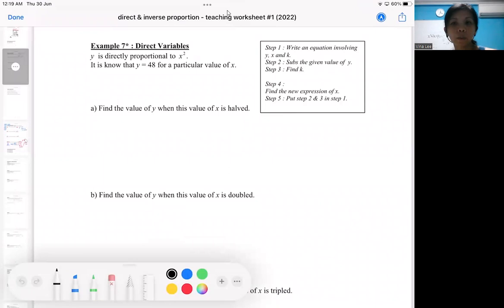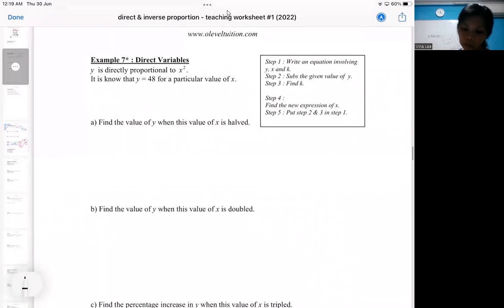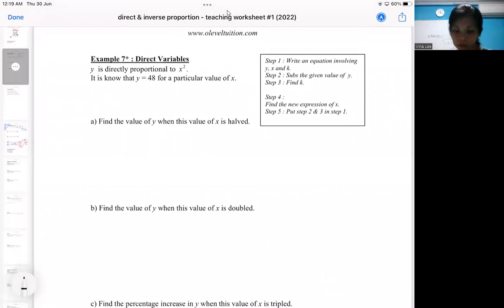So this example is going to show you the more difficult version of direct proportion. The same idea could have applied to inverse proportion as well. So we keep repeating it in direct proportion first before the same idea is repeated in inverse proportion. So there are some steps to follow here. So you can try to follow the steps.